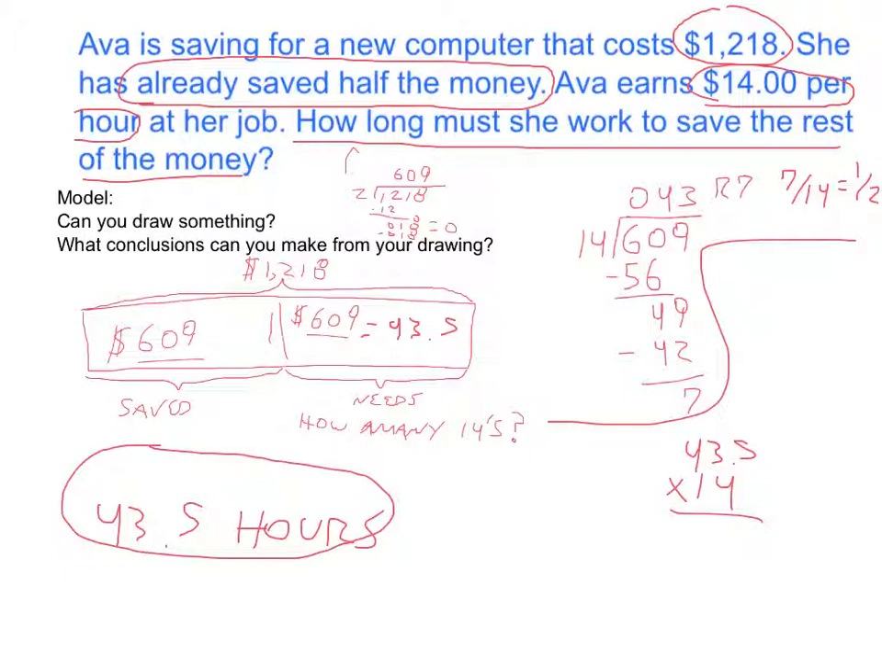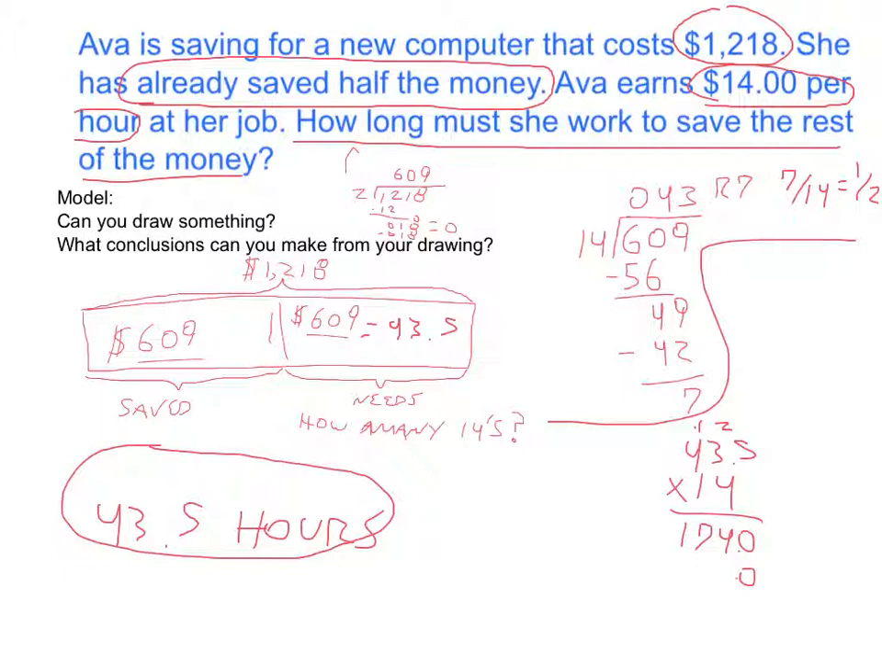Sorry. 4 times 5 is 20. That's going to be 0. Regroup the 2. 4 times 3 is 12, which is 14. Regroup the 1. 4 times 4 is 16, which is really going to be 17. 1, 7. Okay, and we have a 0 right there. We're going to put a decimal point.